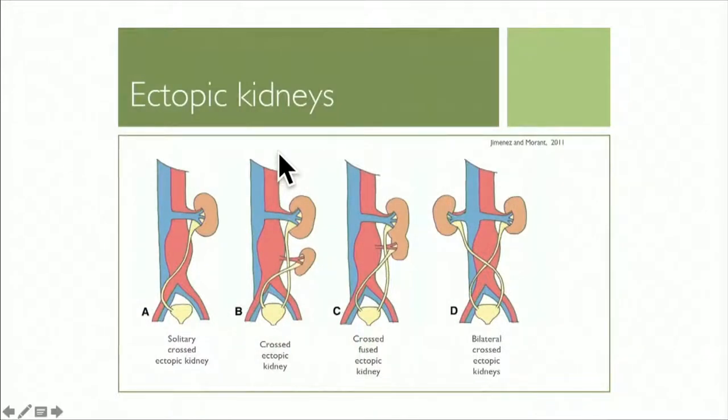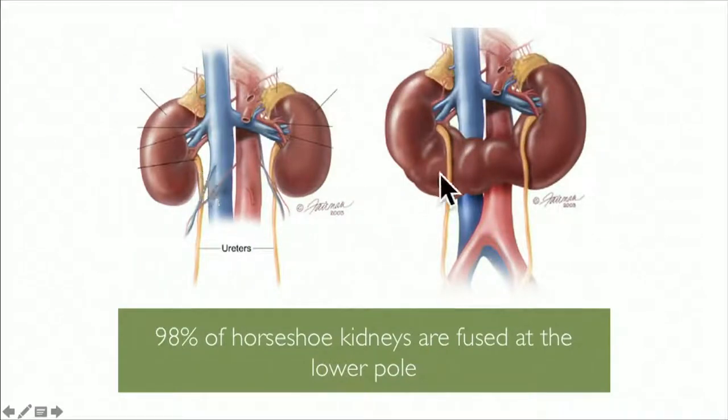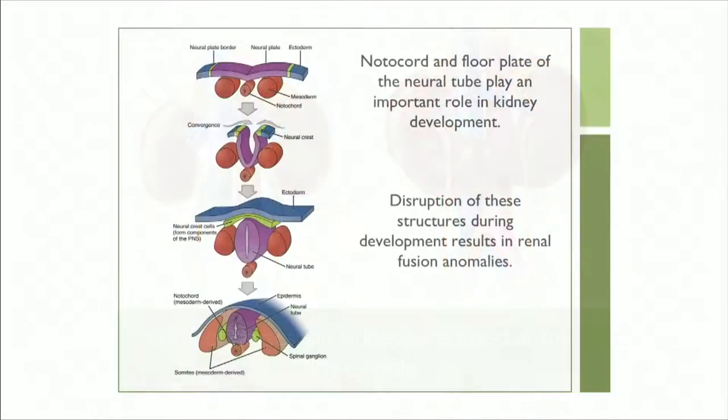Ectopic kidneys come in a variety of flavors. Again, the most common is the cross-fused ectopic kidney, but these others are much less common and will be seen very infrequently in your practice. A horseshoe kidney is not ectopic, and about 98% of them have a fusion of the isthmus at the lower pole. I've actually not seen one in the upper pole, but they do exist.